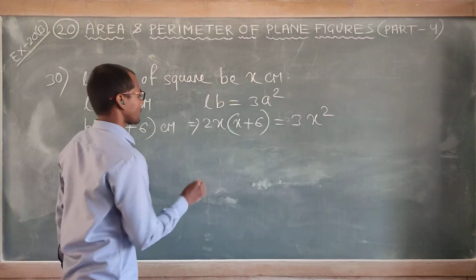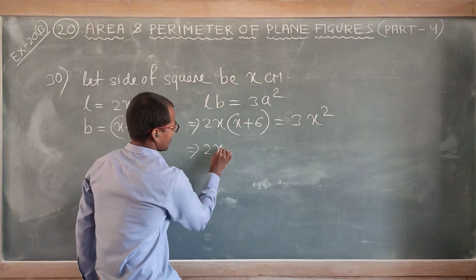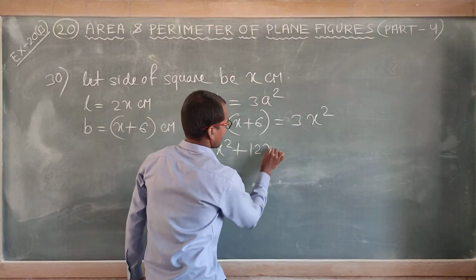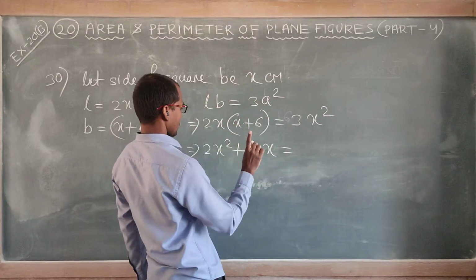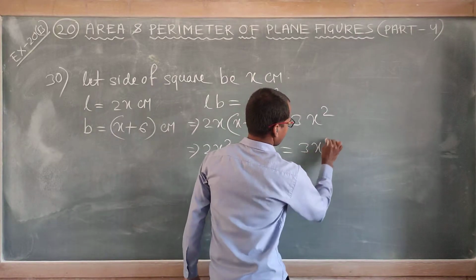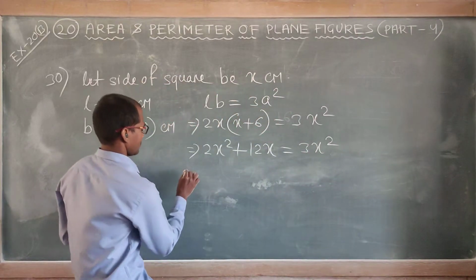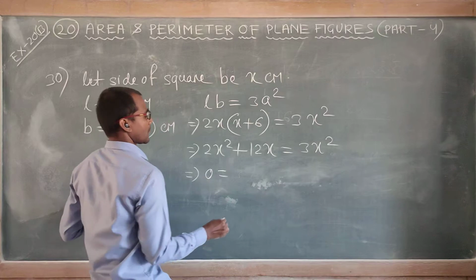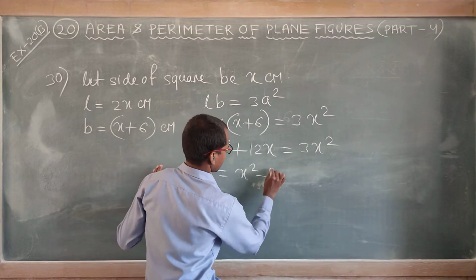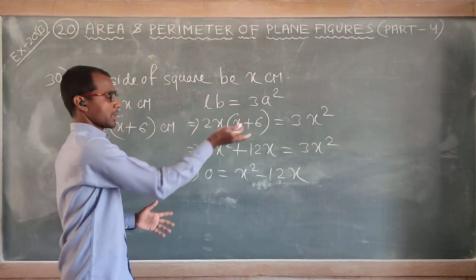Ready? 2x square plus 12x is equal to 3x square. Ready? 0 is equal to x square minus 12x. Take everything to the right. Okay.